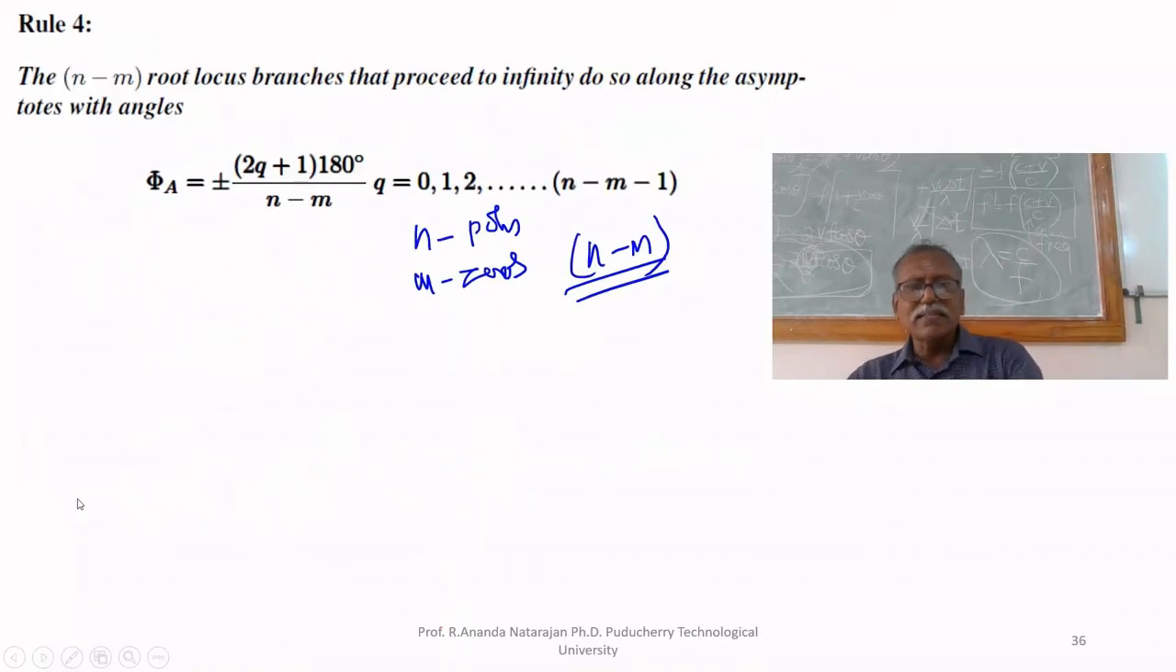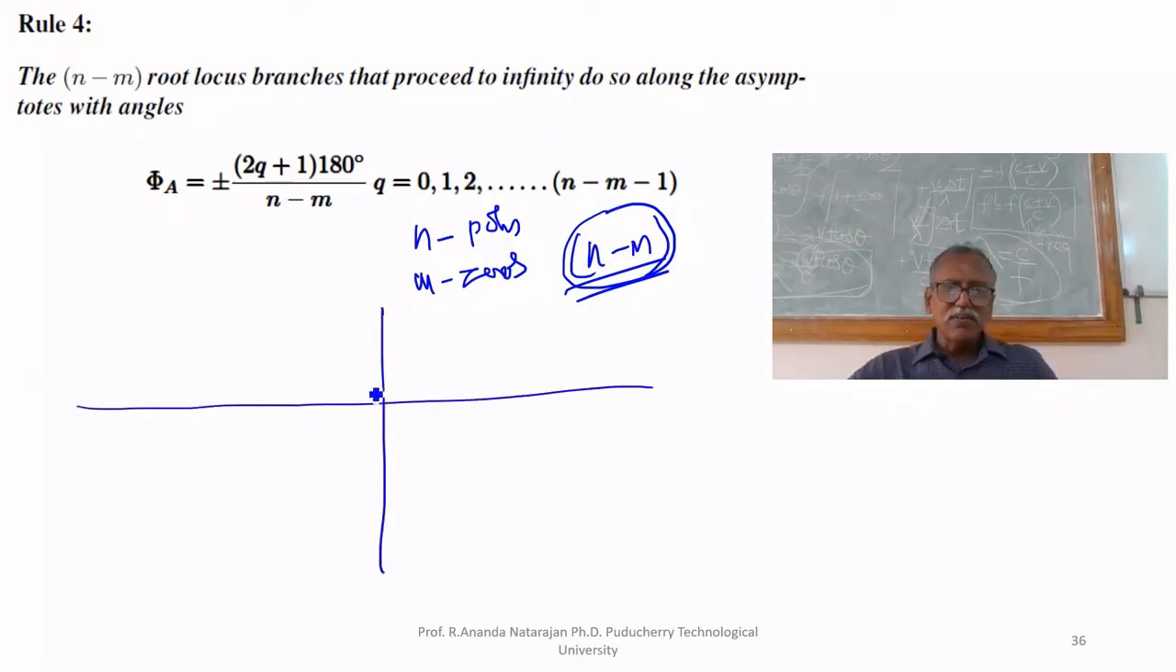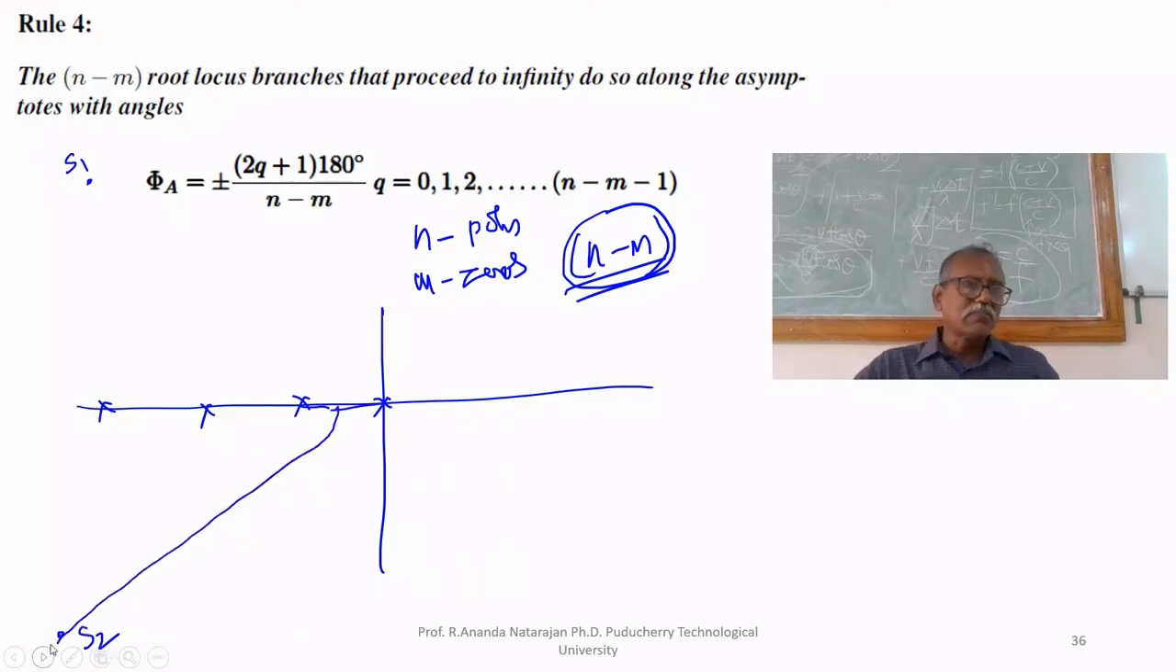So, like that, here we have to find the angle for the n minus m branches. Let us assume that n minus m branches end at infinity. Some root locus branches end at infinity. Here one pole, here one pole, here one pole, here one pole. Here one ends, one ends. This is at infinity. S1 is at infinity. S2 is also at infinity. The root locus branches start here, approach each other, and go to S2, infinity.